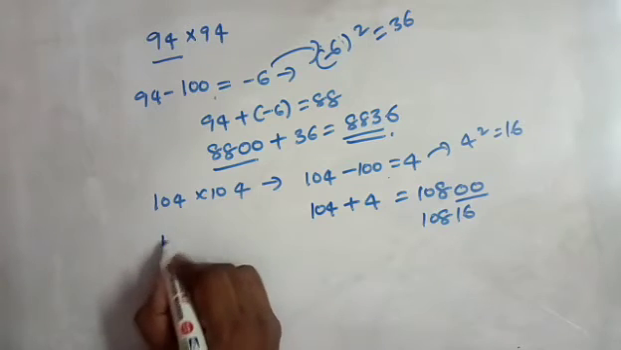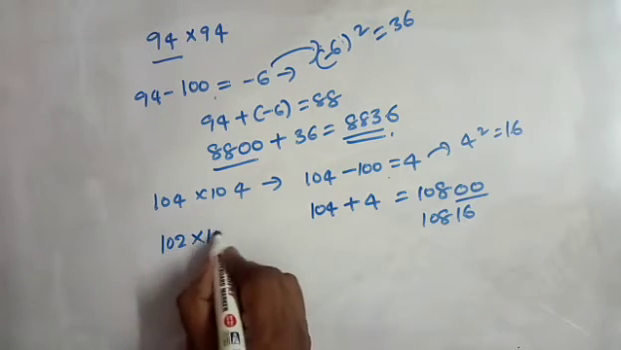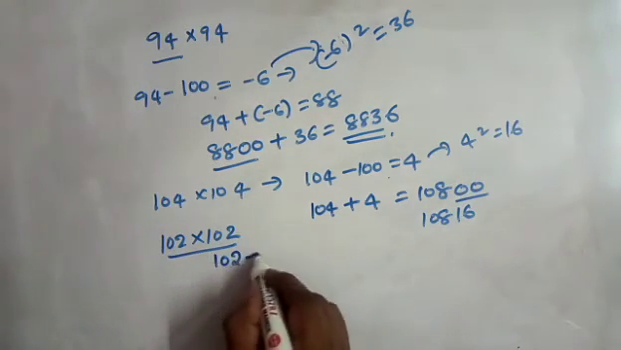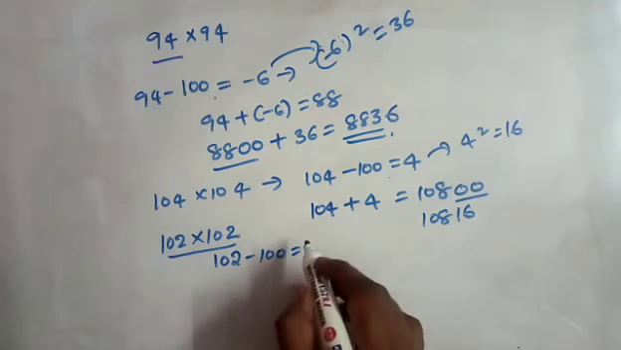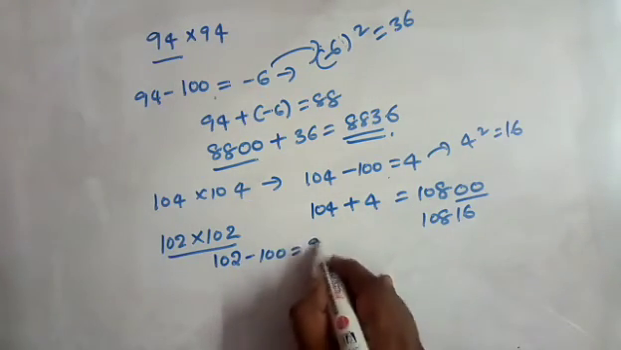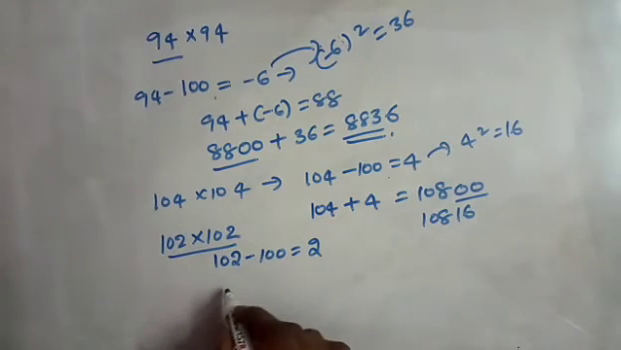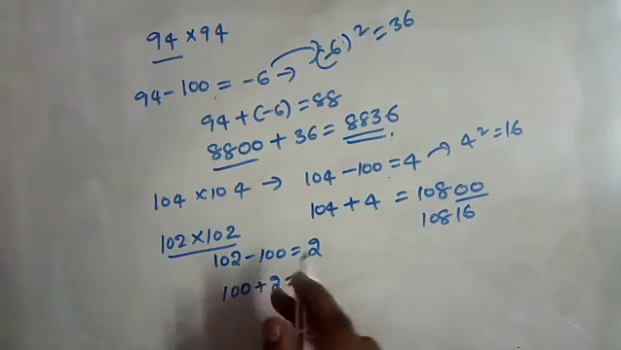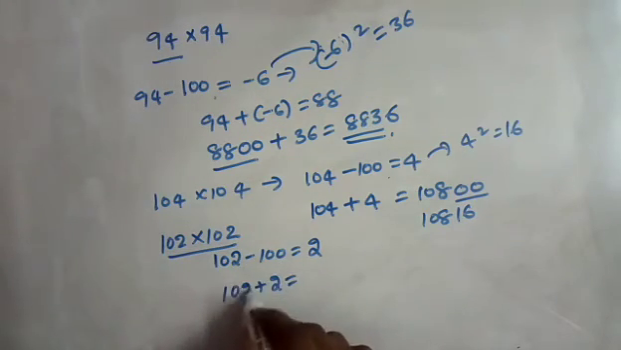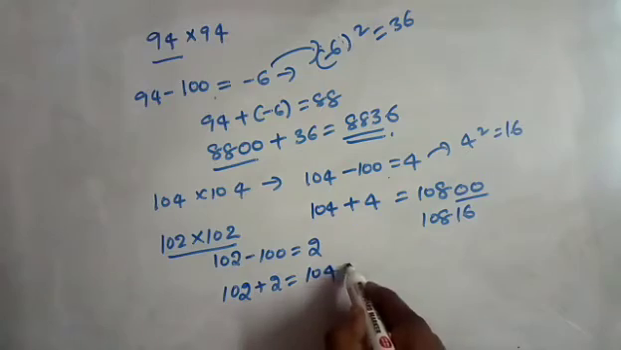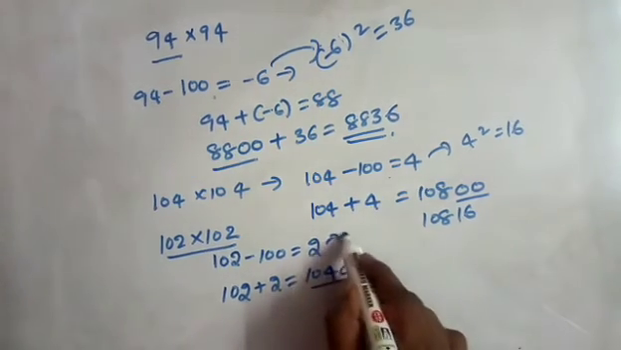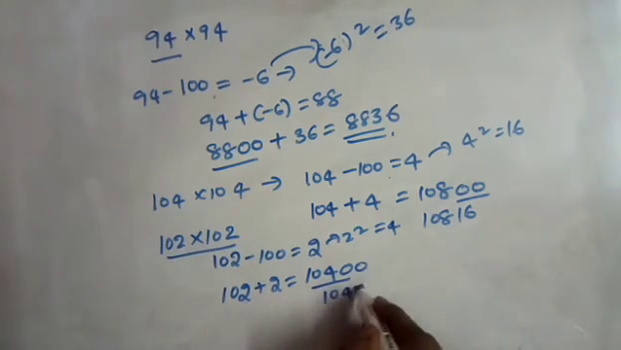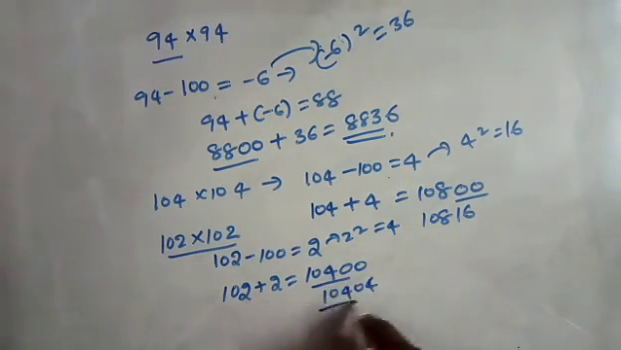I'm going to check with another number. The same example, 102 times 102. 102 minus 100 is equal to 2. The next one is 102 plus 2, which is 104. Adding two zeros here and making 2 square equal to 4, you add it here: 104 and 04, like this.